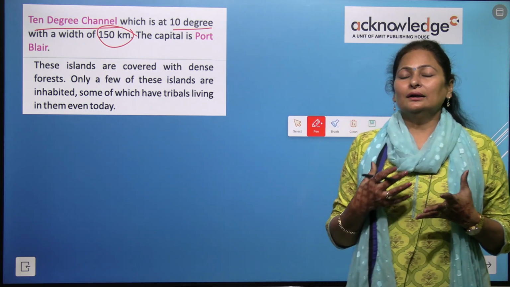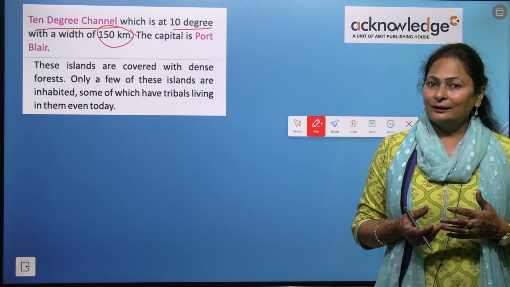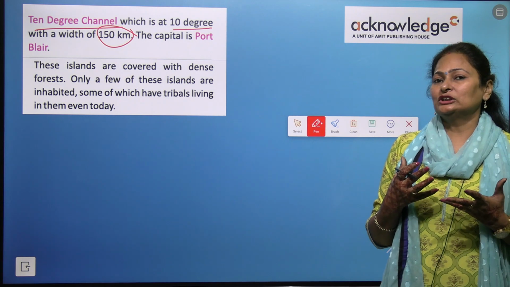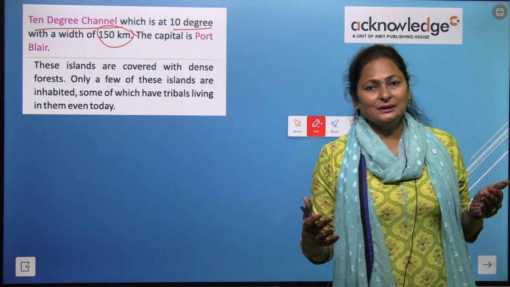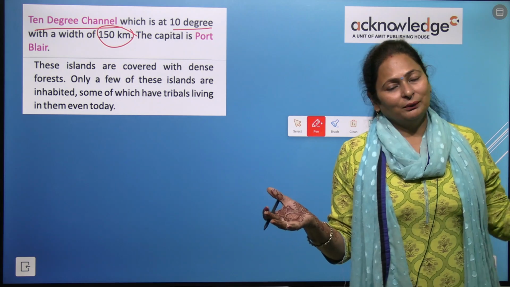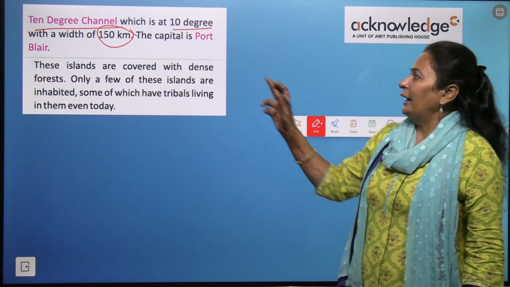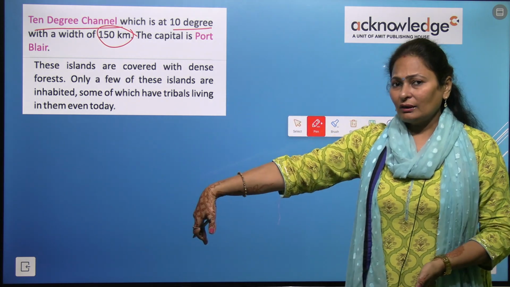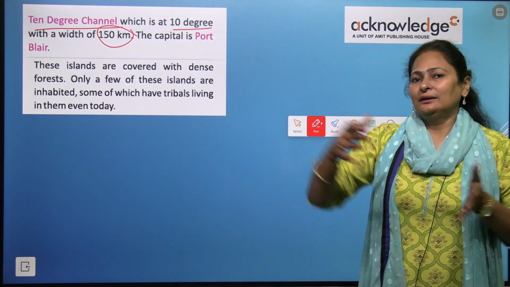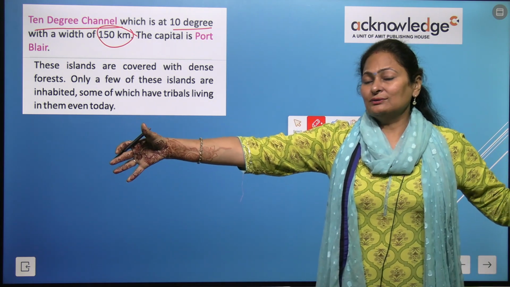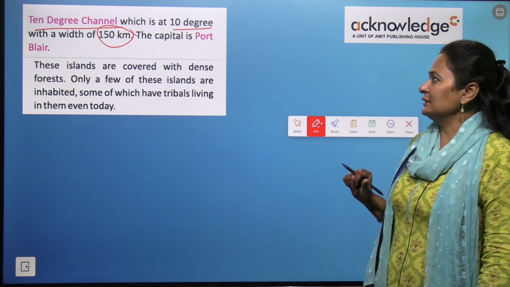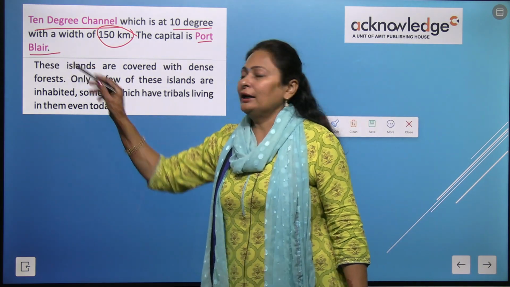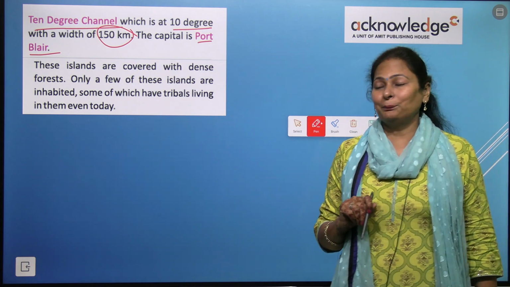You will learn about the degrees in your higher classes, right? So here just learn the name, what is the 10-degree channel. The 10-degree channel separates the Andaman Islands from the Nicobar Islands, right? And the water which is flowing between these two islands, the width of this water is 150 kilometers. The capital is Port Blair. The capital of Andaman and Nicobar is Port Blair.